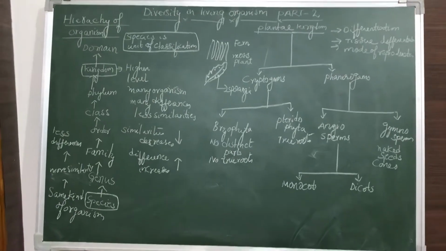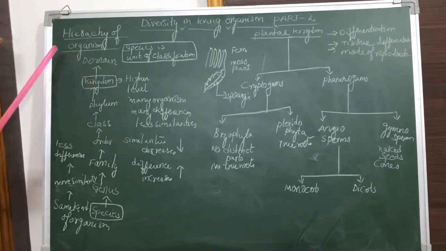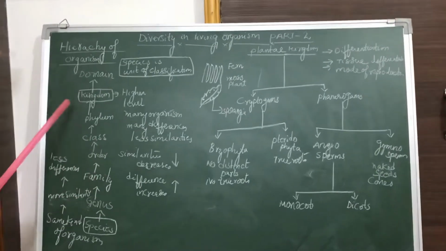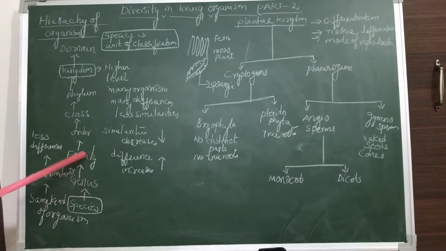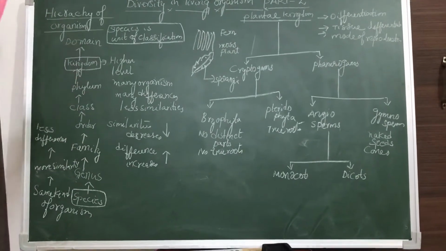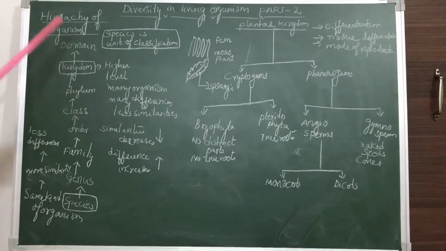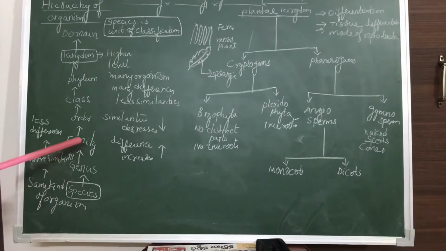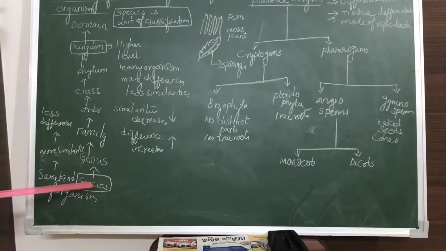In the previous class we studied the hierarchy of organisms. The hierarchy of organisms looks like a staircase. Let us discuss species, genus, family, order, class, phylum, kingdom, domain. This is called hierarchical order. Based on this order, animals are placed in different kingdom, phylum, class, order, family, genus and species.